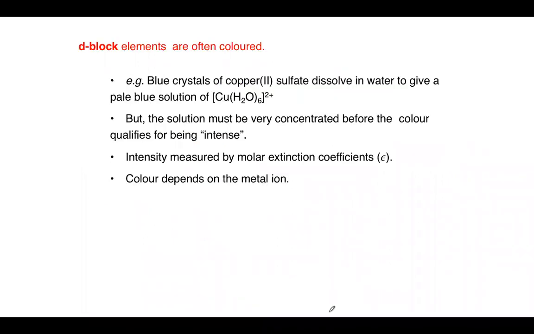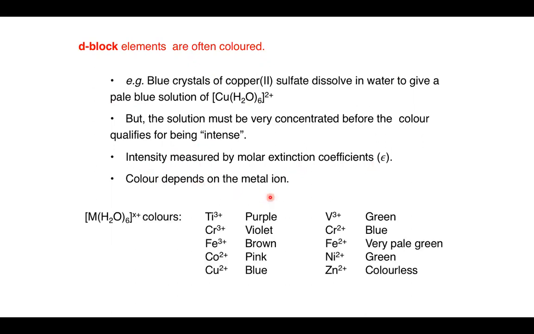D block elements are often colored because their transitions between the T2G set and the EG set often fall within the visible range. The blue crystals of copper 2 sulfate dissolve in water to give a pale blue solution of hexa aqua copper 2, but the solution must be very concentrated before the color qualifies for being intense. Intensity is measured by molar extinction coefficients, but the color depends on the metal ion.